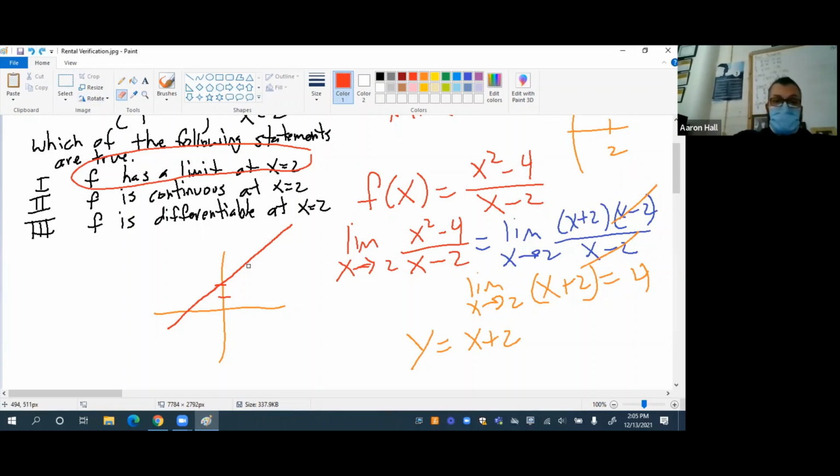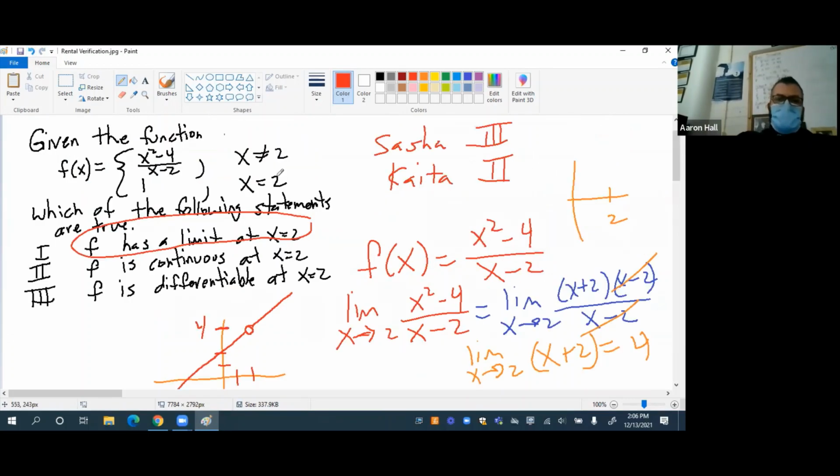It cannot equal 2. So at some point over here, when x is 2, we have a hole. And over here, what's this number here? Yeah, it's 4. We found that to be our limit right there, of 4. So this is 4 here.